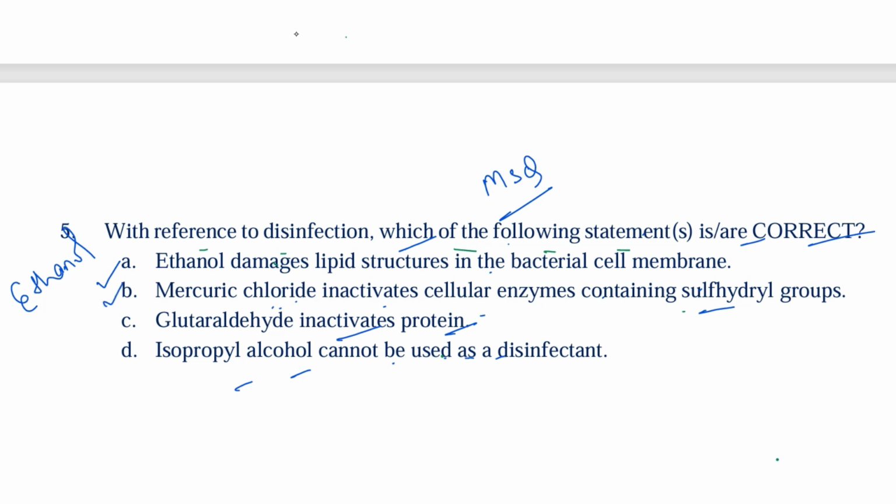Next one is mercury chloride. It works by binding the sulfhydryl group in enzymes and rendering them inactive, halting microbial processes. And the third one is glutaraldehyde, which inactivates protein, because it is a potent disinfectant due to its ability to cross-link and denature proteins, and thereby inactivate them. But on the other hand, isopropyl alcohol cannot be used as a disinfectant.